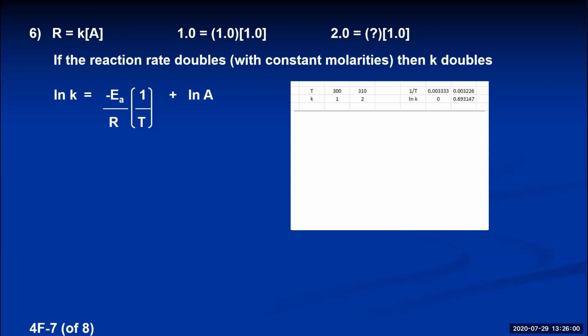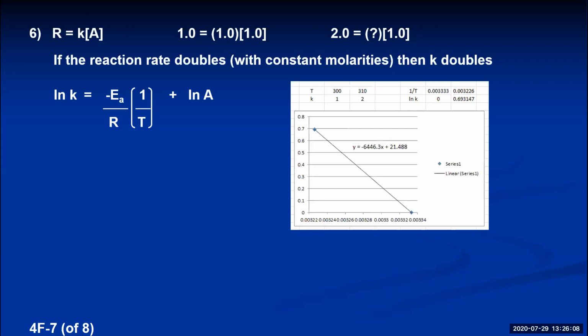And the natural log of each of the specific rate constants are 0 and then 0.693. So on Excel, I'm going to make a graph of these 2 points. You can see the 2 points on the graph. And when I have it display the equation, it shows y equals negative 6,446.3x plus 21.488.